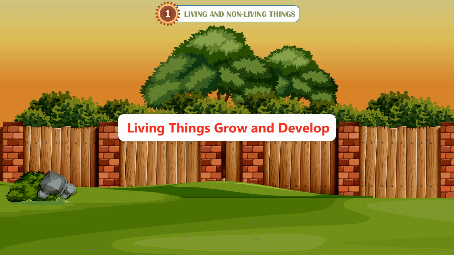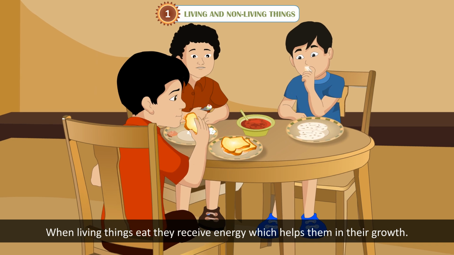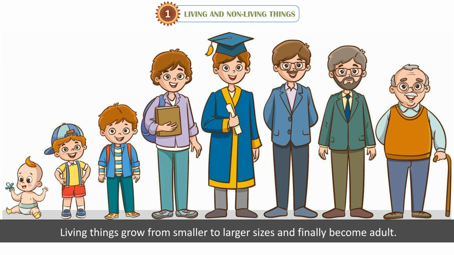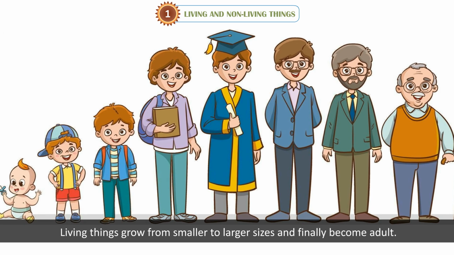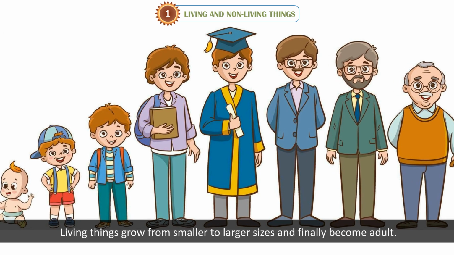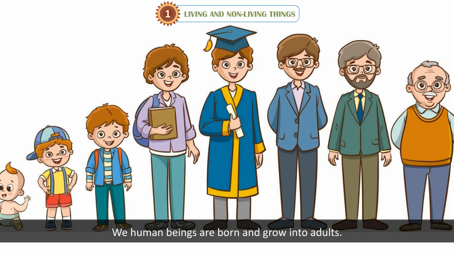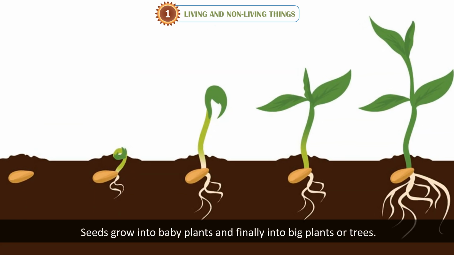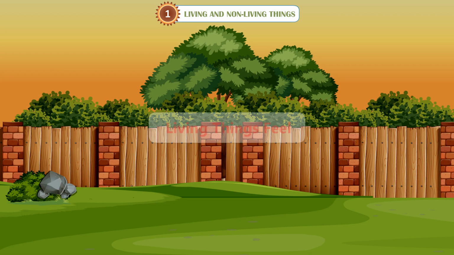Living things grow and develop. When living things eat, they receive energy which helps them in their growth. Living things grow from smaller to larger sizes and finally become adult. We human beings are born and grow into adults. Seeds grow into baby plants and finally into big plants or trees.